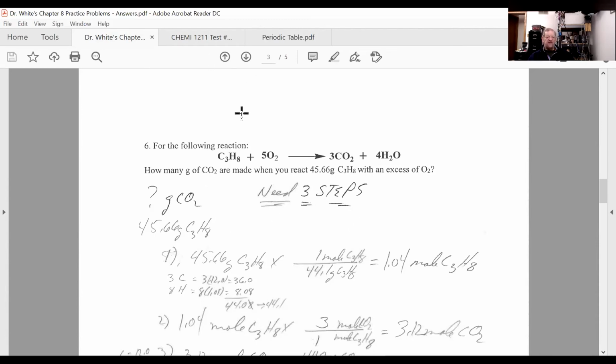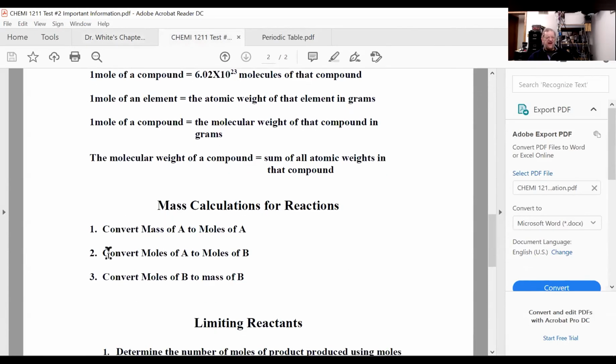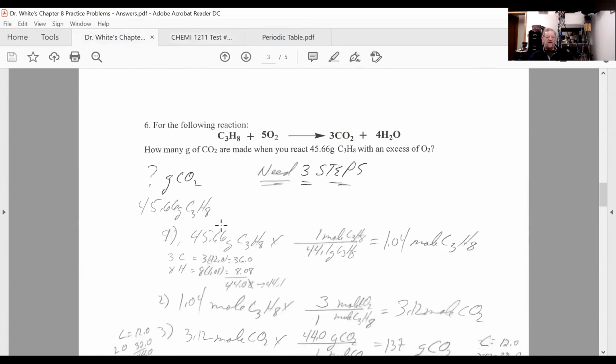You need 3 steps. See, it says it right here. Mass calculation for reactions. First step, whatever you're given in weight, you convert to moles. Second step, moles of what you just calculated, you convert to moles of your answer. Then you convert the moles of your answer to grams of your answer. Let's do it. So what am I given in weight? C3H8. I have to convert this to moles. I'll use unit analysis. Whatever I'm trying to get to goes on top.